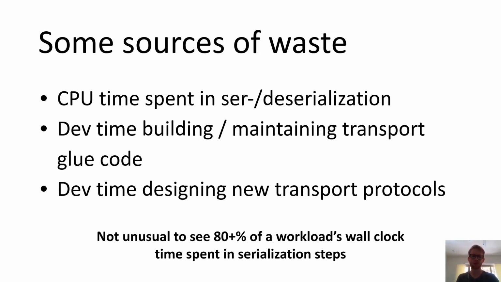One of the most common sources of waste is the time that the CPU spends doing data serialization. That means converting from one data format to another. For example, from a file format like CSV or Parquet, those files must be parsed and loaded into some data structure, and that data structure is often the runtime in-memory data structure where the data is processed. And if you profile a lot of data applications, it's very common to see that serialization and deserialization take up 80 or 90% or even more of a workload's wall clock time.